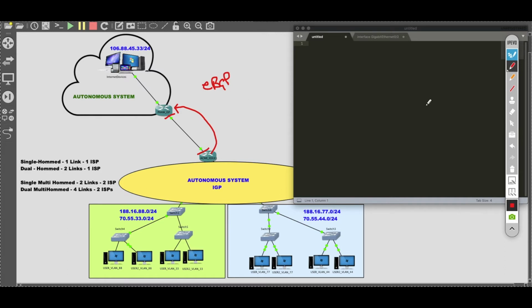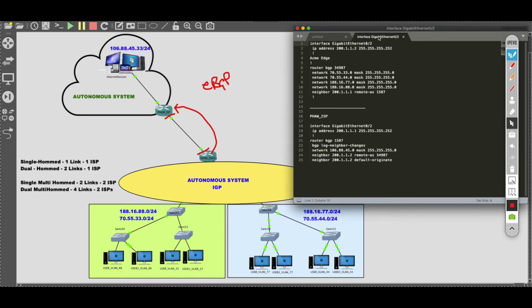Now, to accomplish this task of a neighborship between these two routers, I would like to review my configuration with you. Okay, so first off, we need to create a point-to-point link. I've used the IP address of 200.1.1.0/30 as the subnet of this point-to-point link. The second phase is we'd have to go under the config T of the router and turn on the BGP process, which is router BGP, and the autonomous system that Acme Edge 1 pertains to, which in this case would be 34.987.